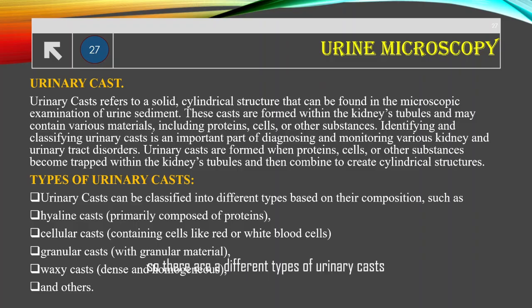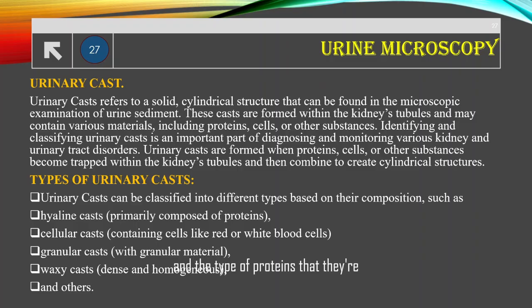There are different types of urinary casts that you are going to encounter. The first one is the hyaline casts. Hyaline casts are primarily composed of proteins. They are also called hyaline cylinders. Others call them simply hyaline casts, so you can have different names. They are made up of proteins.